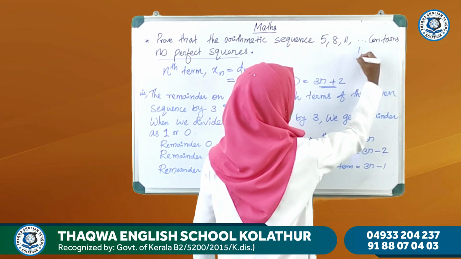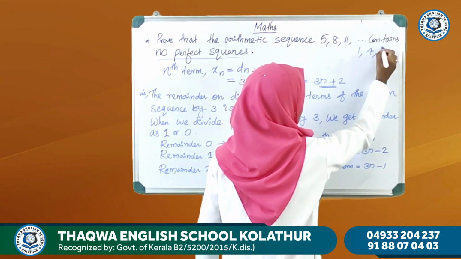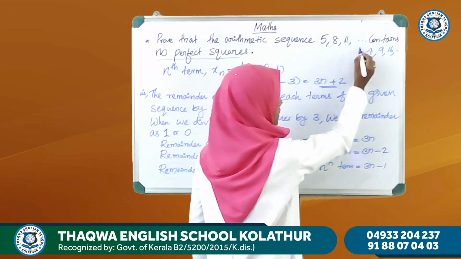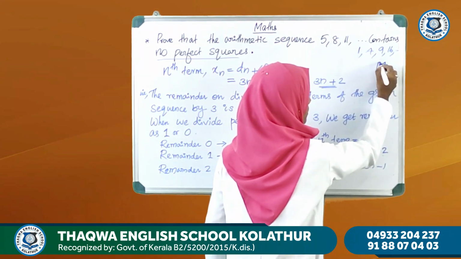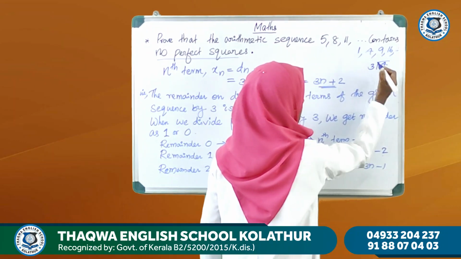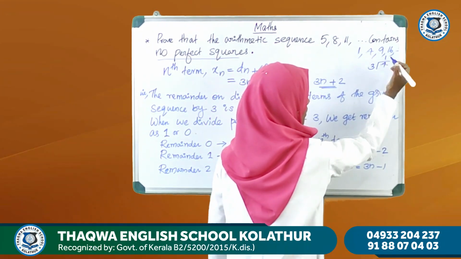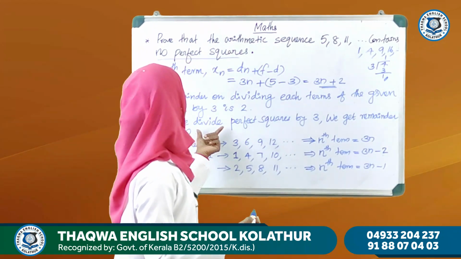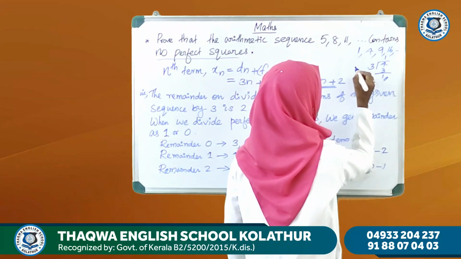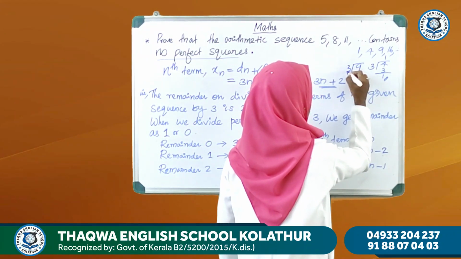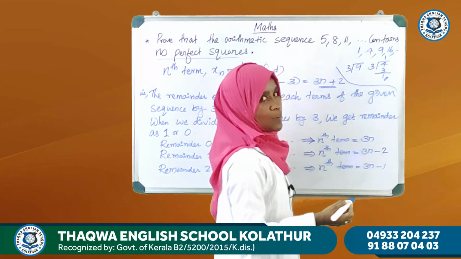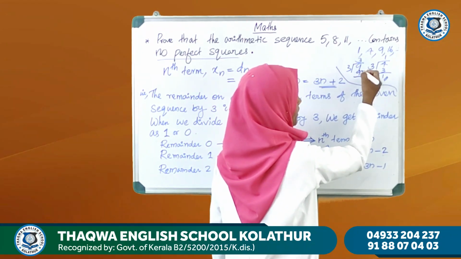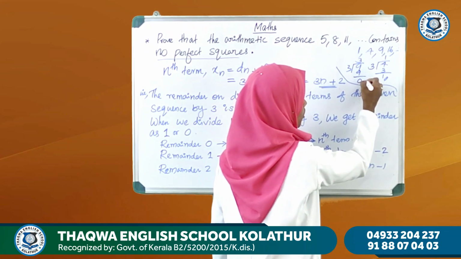1, next 4, 9, 16, etc. Okay, just if we divide 4 by 3, what do we get? 1 into 3, 3, remainder is 1. Okay, next let us take 9 by 3, what do we get? 3 times 3 is 9, 9 minus 9, 0.